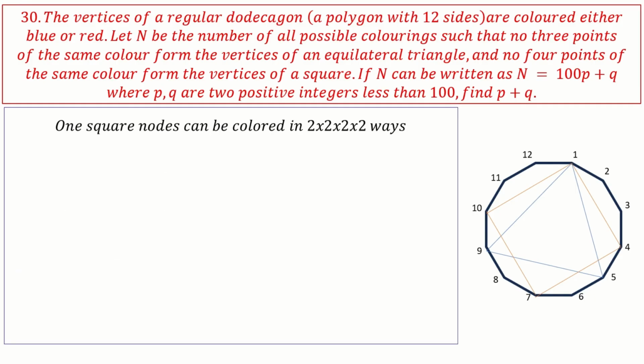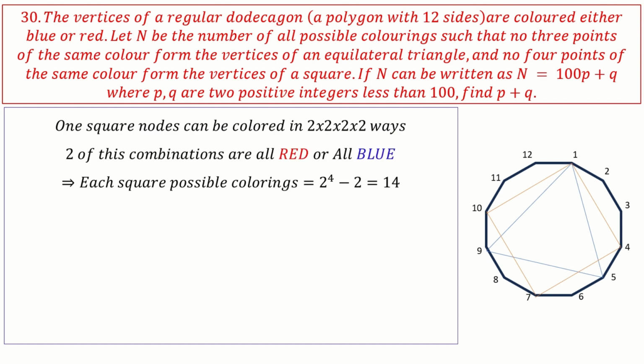One node can be colored in two ways, two colors. One square has 4 nodes, so 2 into 2 into 2 into 2, which is 2 to the power of 4 ways we can color them. But it cannot have all red, and it cannot have all blue. Correct? So you subtract: 2 to the power of 4 minus 2, which is 14. 14 ways you can color the nodes in a square. And how many squares are there? 3 squares can be formed.